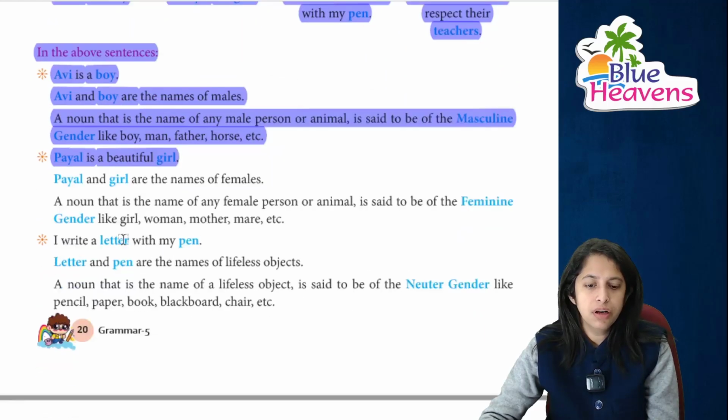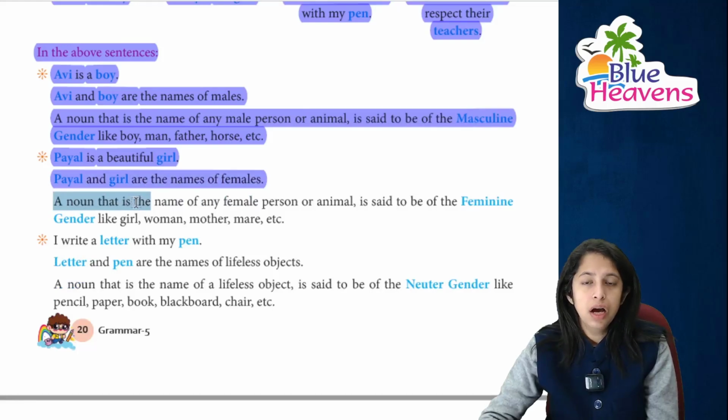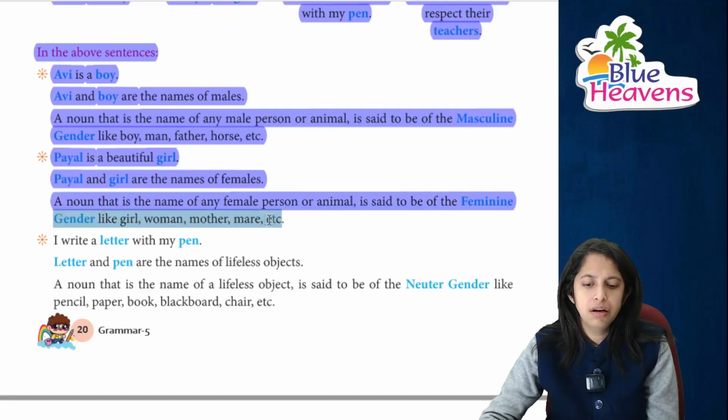Payal is a beautiful girl. ये क्या है? Female. Payal and girl, of course, they are the names of females. So a noun that is the name of any female person, and of course animal, इसको हम बोलेंगे feminine gender, like girl, woman, mother, mare, etc.